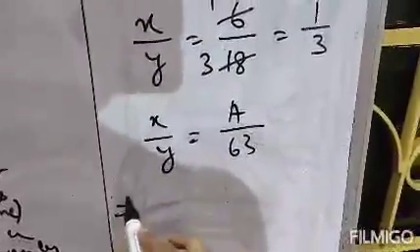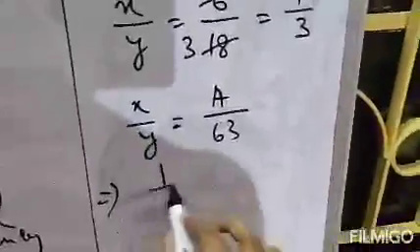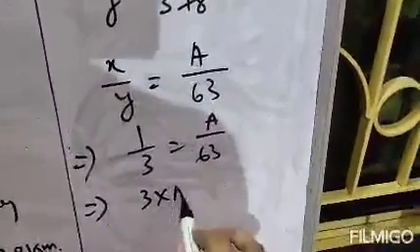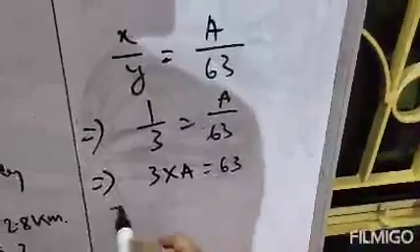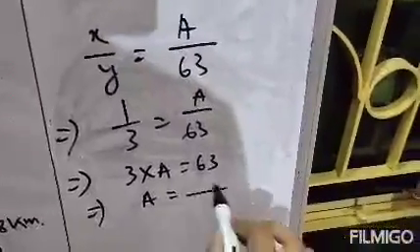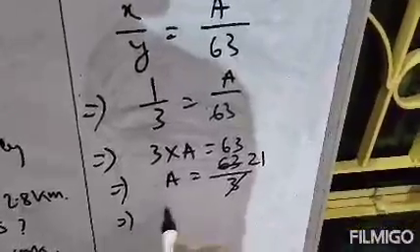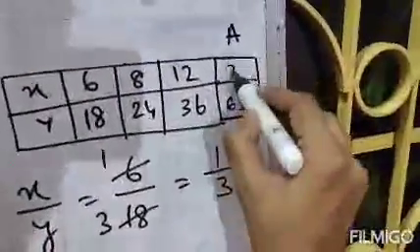Again x by y is 1 by 3. So put the value of x by y: a by 63. Now calculate the value of a, that is 3 into a. Just cross multiply 63, so a will be 63 by 3. Just reduce, the value of a will be 21. So write down the value here, it is 21.